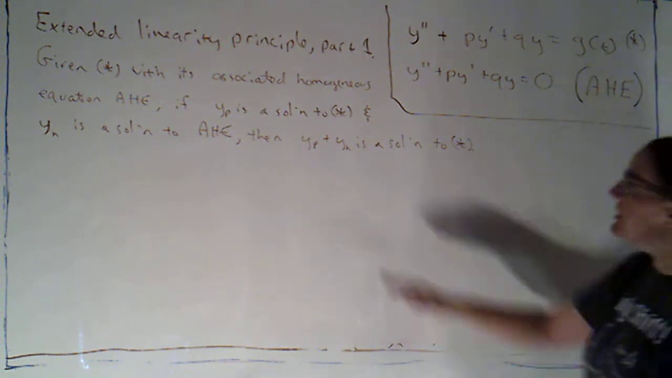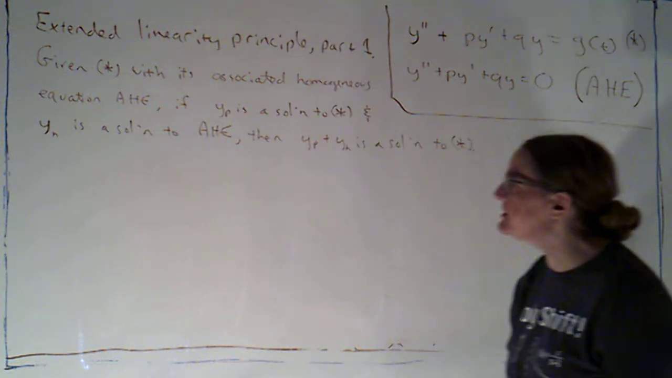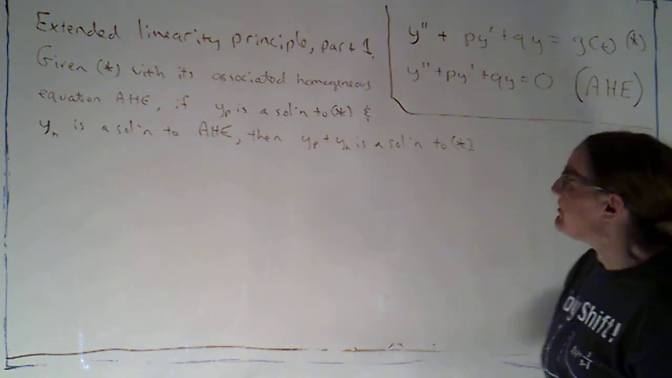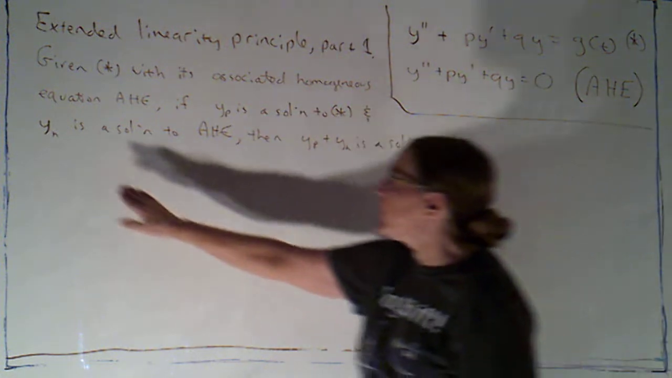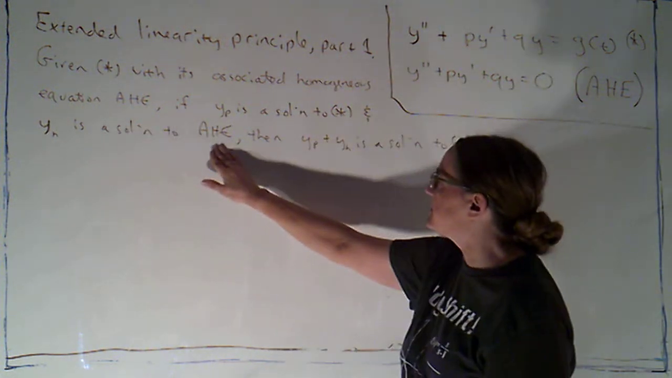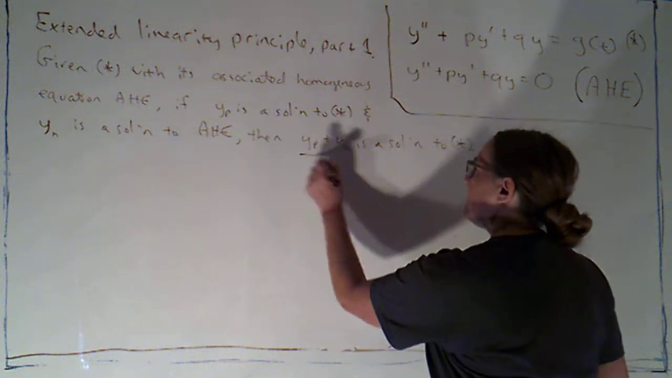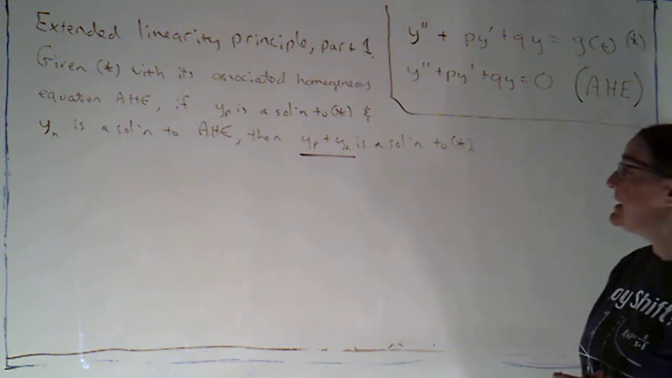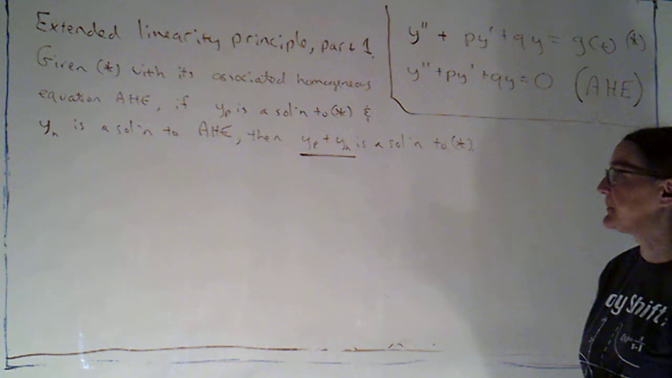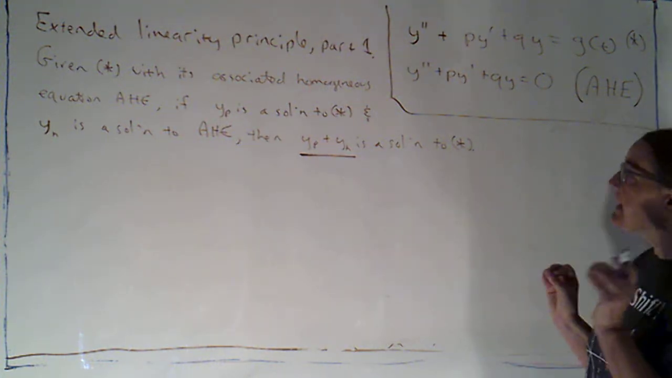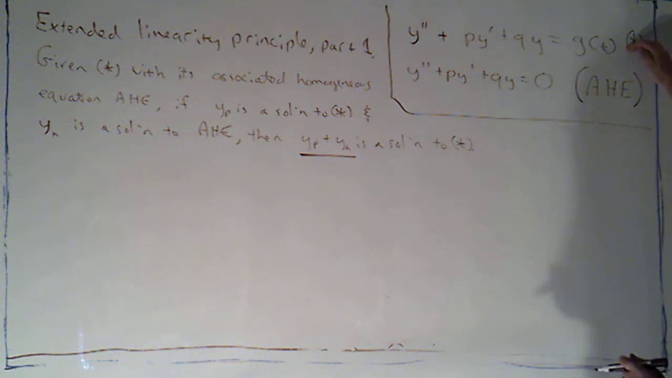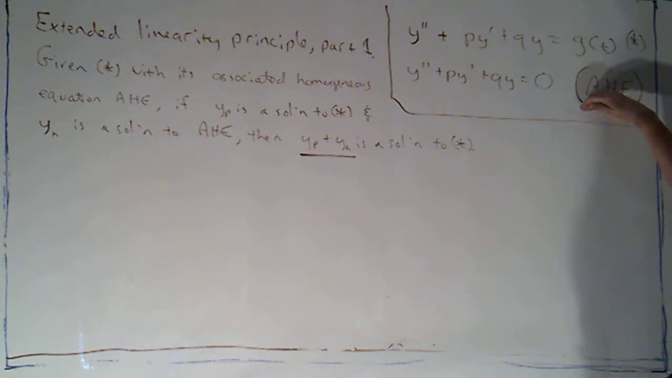Okay. So given star with its associated homogeneous equation, if y sub p is a solution to star and y sub h is a solution to the associated homogeneous, then this function, their sum, is a solution to star. Okay. So that's what I want to prove. And I'm going to take as given just this equation with its associated homogeneous equation.